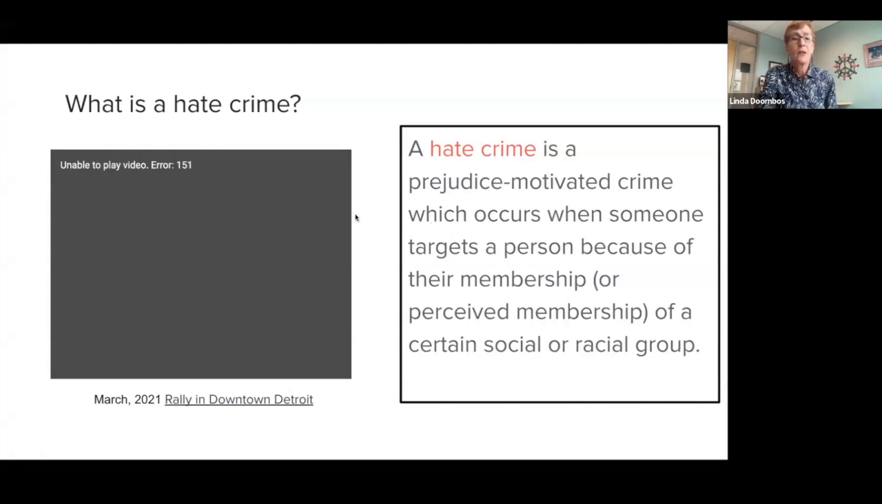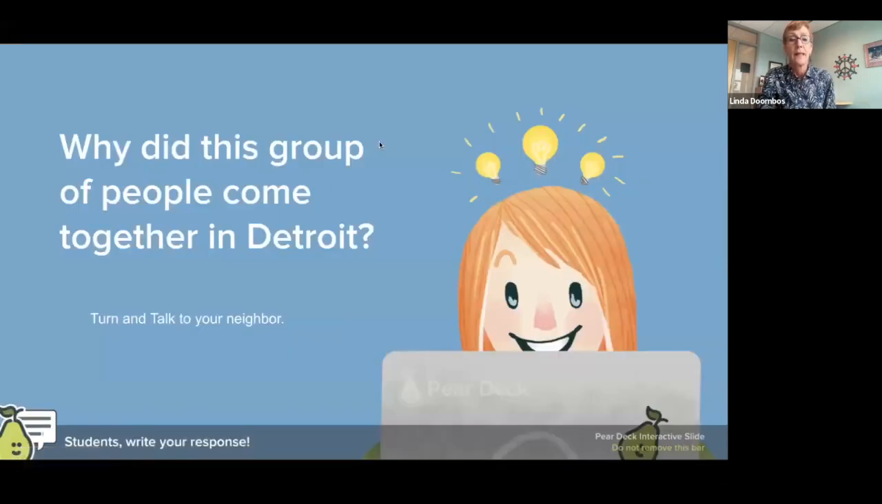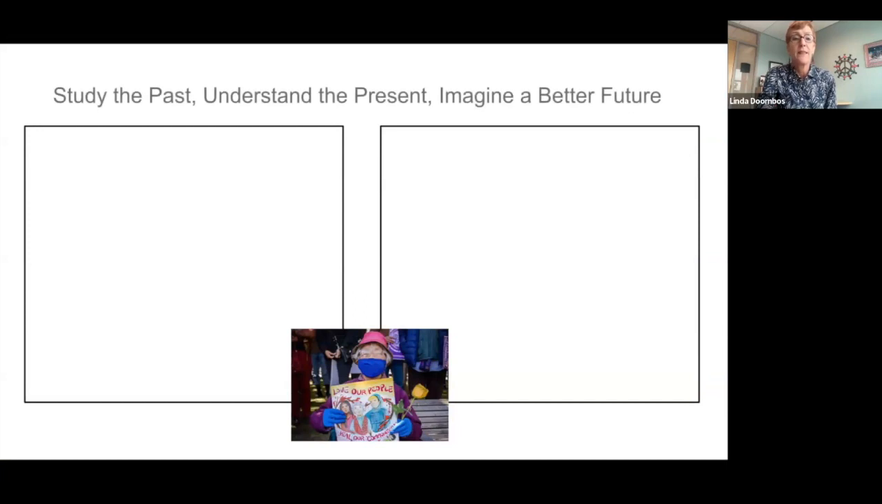And then talking about what is a hate crime, and whether this is age appropriate in your class. A hate crime is a prejudice-motivated crime, which occurs when someone targets a person because of their membership or perceived membership of a certain social or racial group. This could be done through Pear Deck if you have that, having students turn and talk to their neighbor: why did this group of people come together in Detroit? And then, studying the past to understand the present, imagine a better future.